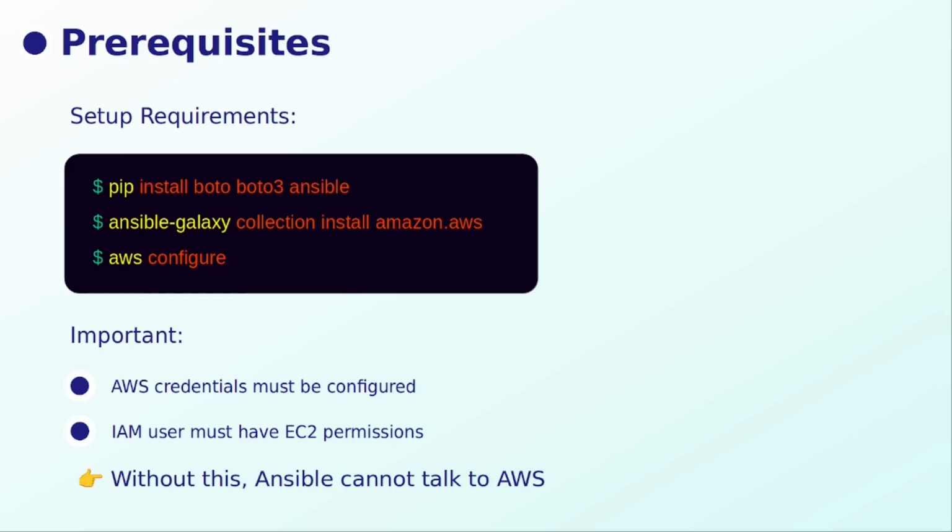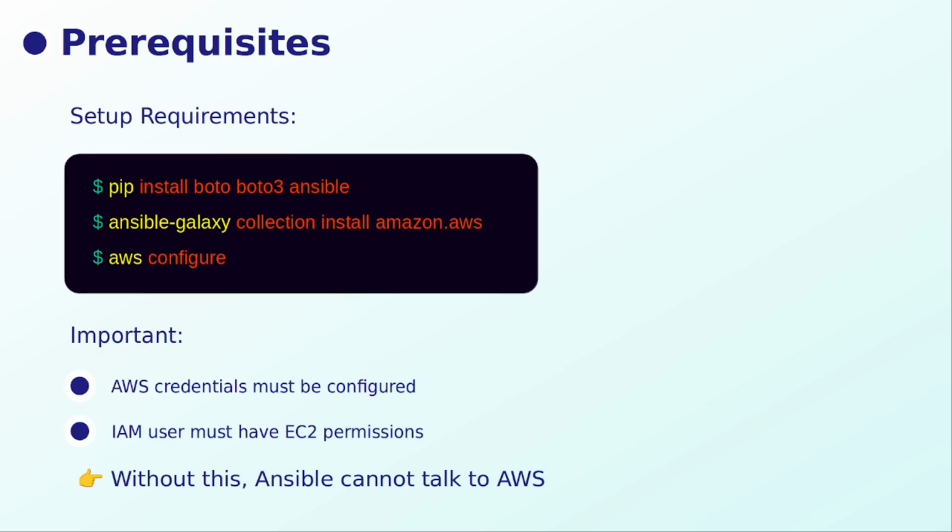Prerequisites and setup requirements. Before running this project, we need to prepare our environment. First, install the required Python libraries, Boto3 and Ansible. Then install the Ansible AWS collection using the ansible-galaxy collection install command.